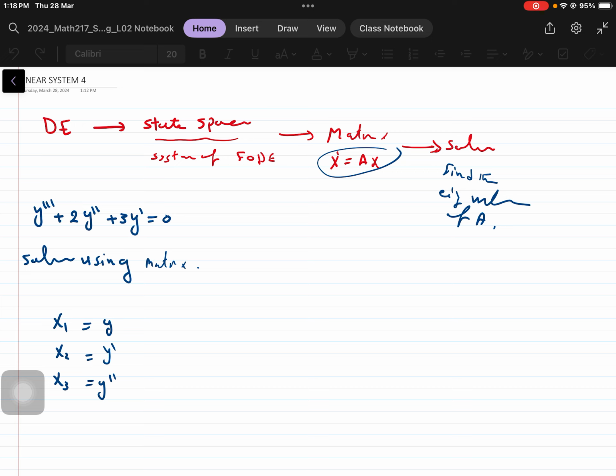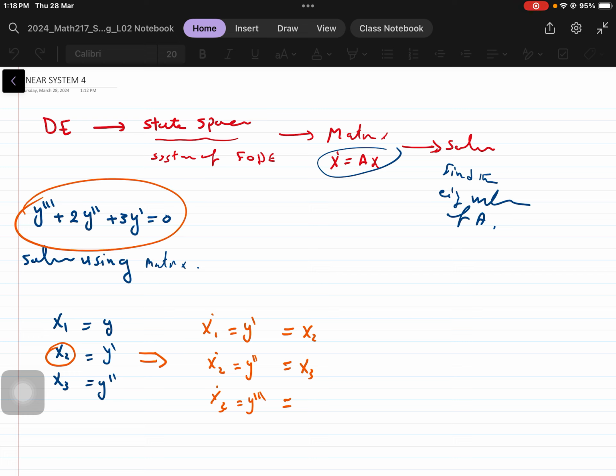So, and these states have to evolve. Like they have evolutions, they have changes. So we need to introduce this evolution. So x1 dot equal y dash, x2 dot equal y double dash, x3 dot equal y triple dash. And then we need to eliminate the y's from the x. So we need to have everything in terms of x. So what is y dash? We gave it a name before. So it's x2. What is y double dash? x3. What is y triple dash?